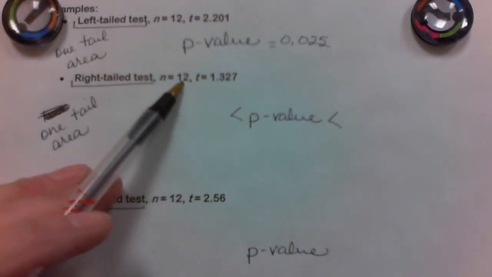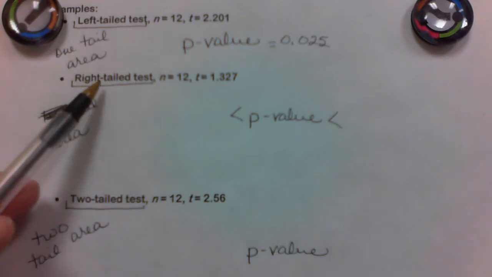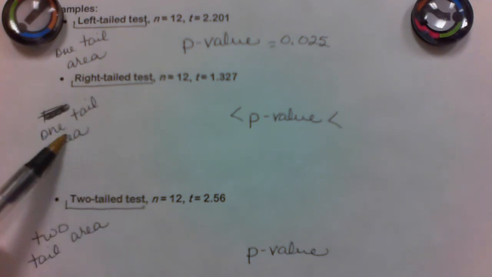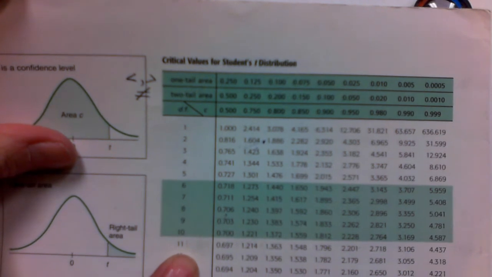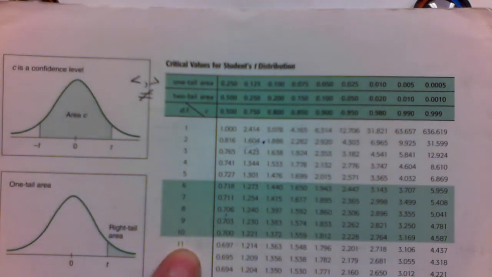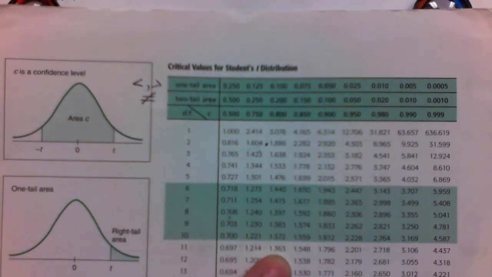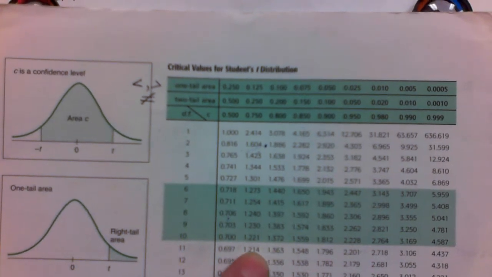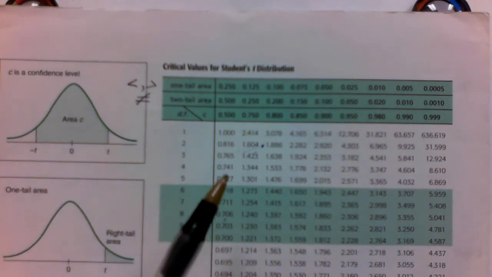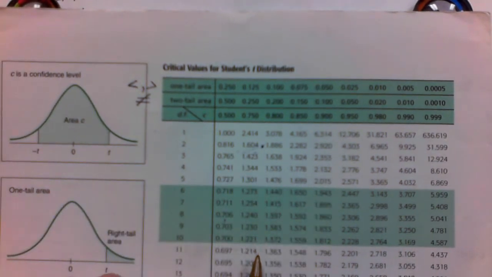All right, so N is 12, so my DF is still 11. We have a right-tailed test, so that means we have a one-tail area, and T is equal to 1.327. So again, I'm going to go to 11, and I'm looking for 1.327. So as I look, I have 0.697, 1.214, 1.363. Well, 1.327 is in between these two values. So it would fall right here in between these two values.